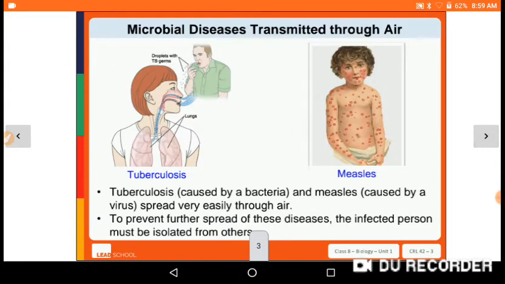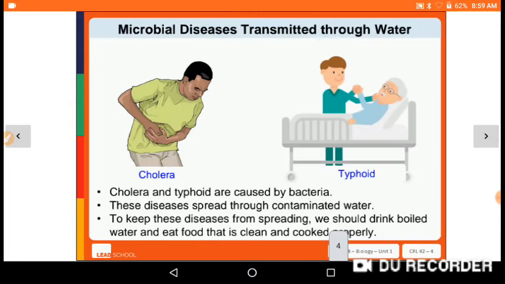Microbial disease transmitted through air. Tuberculosis, caused by bacteria, and measles, caused by a virus, spread very easily through air. To prevent further spread of disease, the infected person must be isolated from the others. Cholera and typhoid are caused by bacteria. These diseases spread through contaminated water. To keep these diseases from spreading, we should drink boiled water and eat food which is clean and cooked properly.